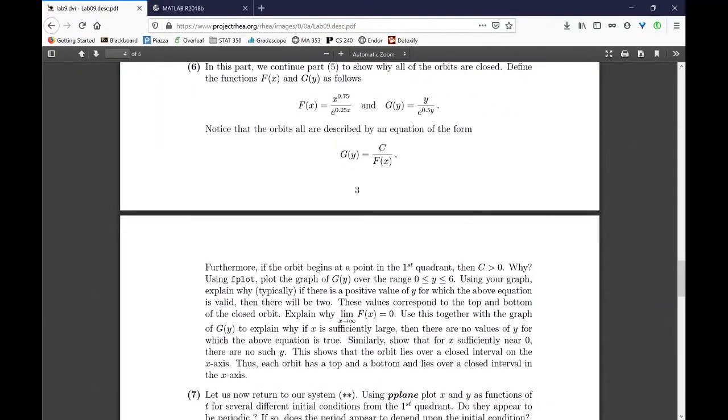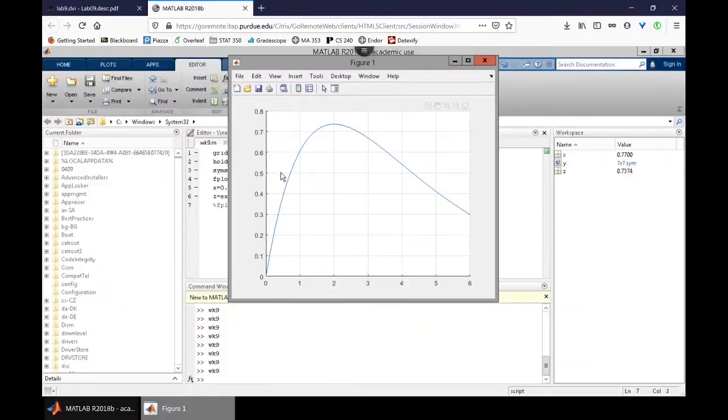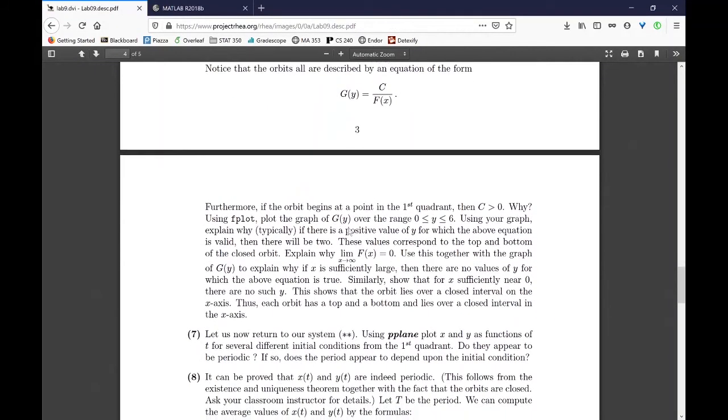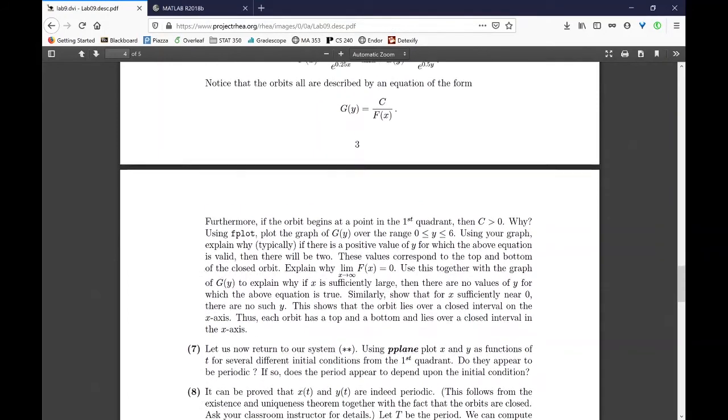So these values correspond to the top and bottom of the closed orbit, right? So this might be the bottom of the closed orbit here. This might be the top. And explain why the limit as x approaches infinity of f of x is equal to 0.